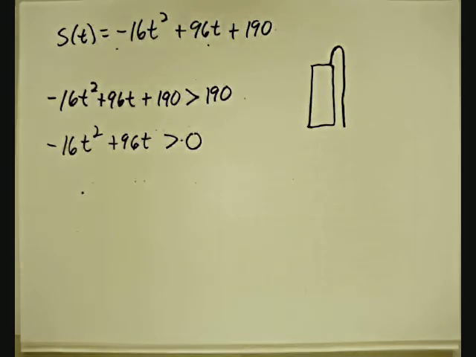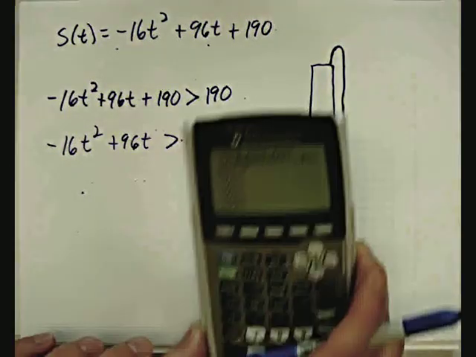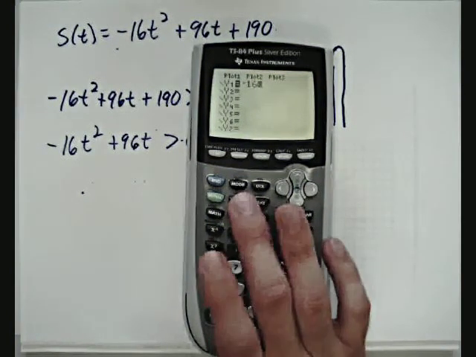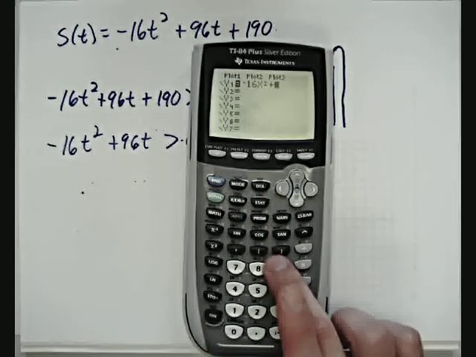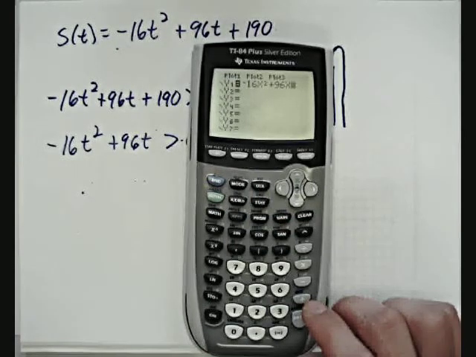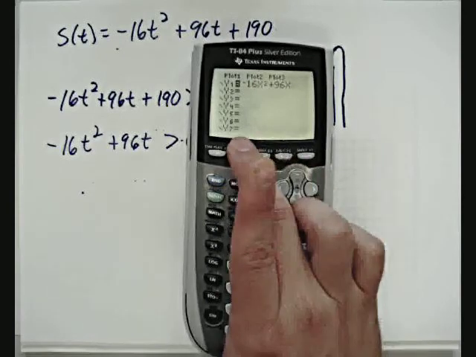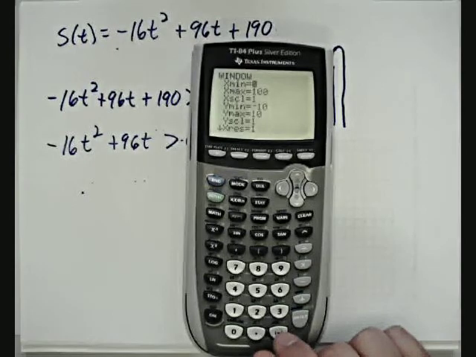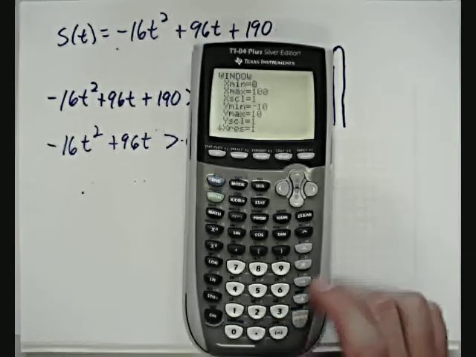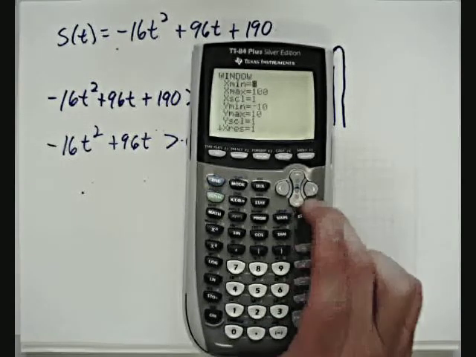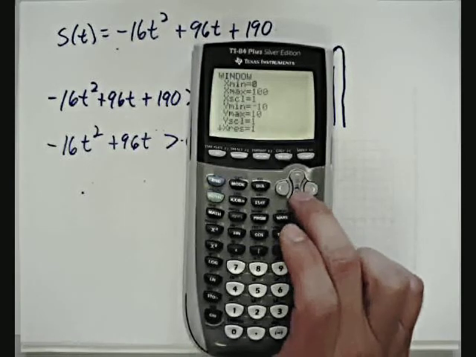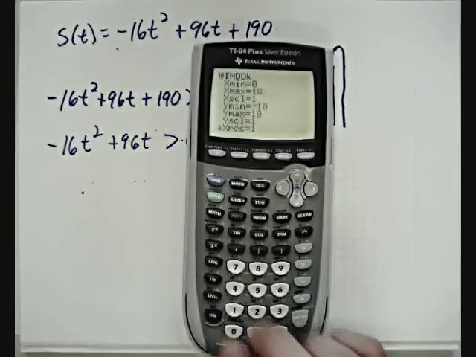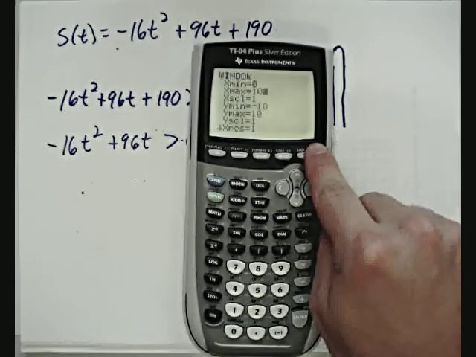Graphing. Y equals, we want to graph negative 16, you can just use x squared, plus 96x. And let's adjust our window. Okay, for x min and x max, we don't want to have negative time. X max, if you've ever thrown anything, you'll know that things don't stay in the air for very long, even if you throw them off the top of a building. So x max, 10 is probably sufficient. And let's go ahead and press graph.